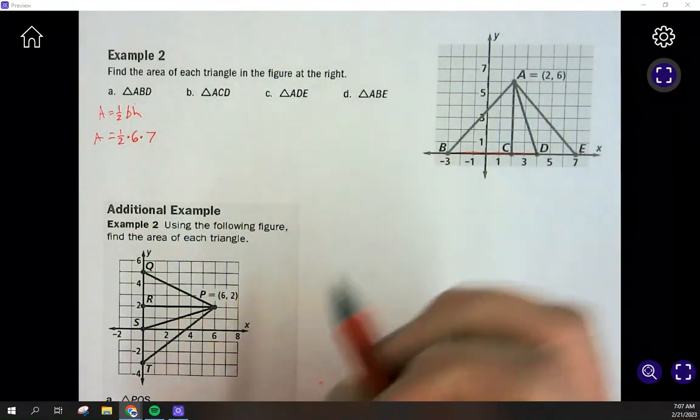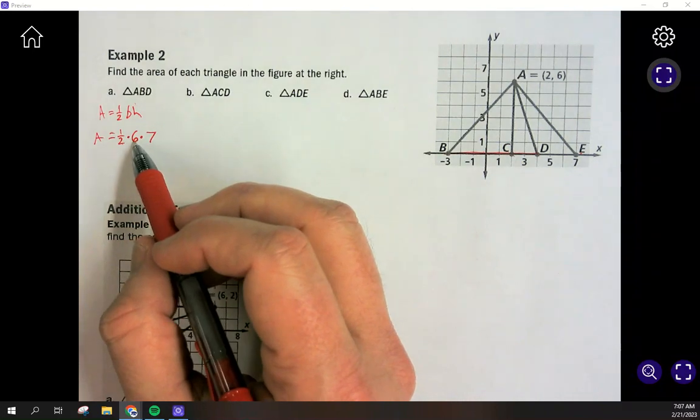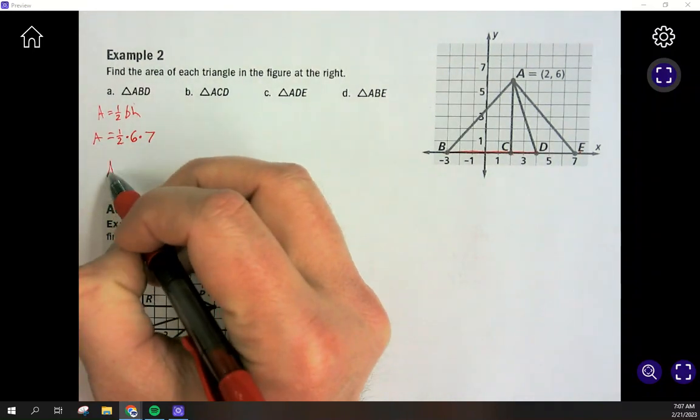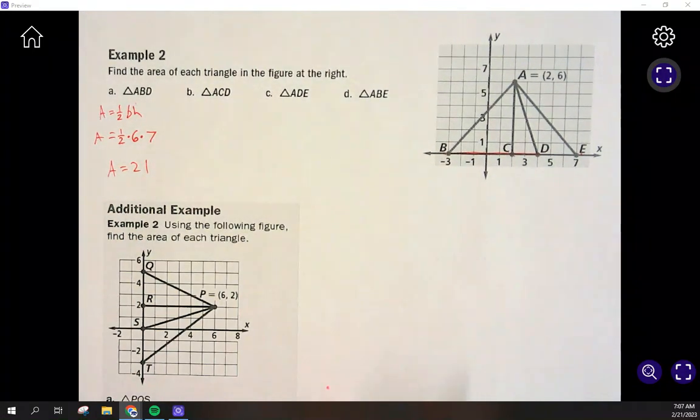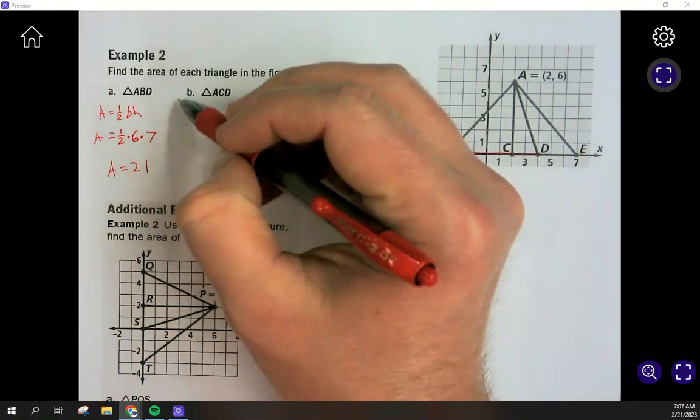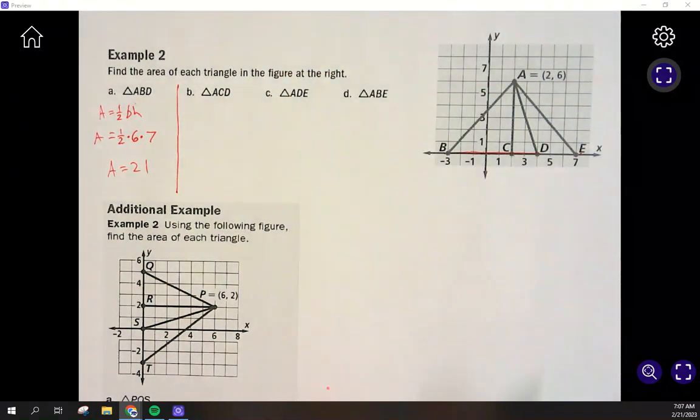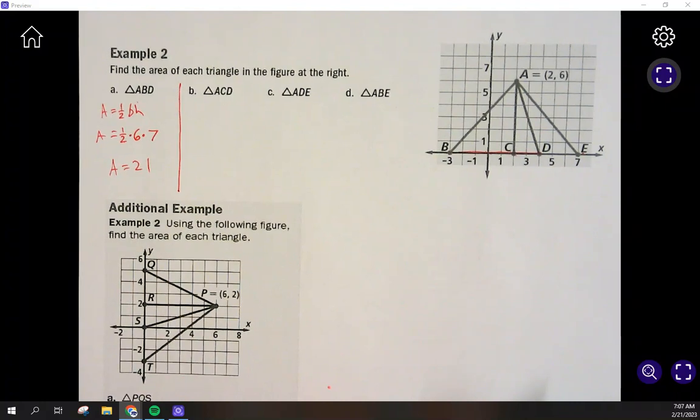So the height is 6. The base from B to D is 7. Half of 6 is 3 times 7 is 21. And we don't have any units here, so I'm just going to leave it as 21. Remember, it's always your units squared, though, if we do have them.